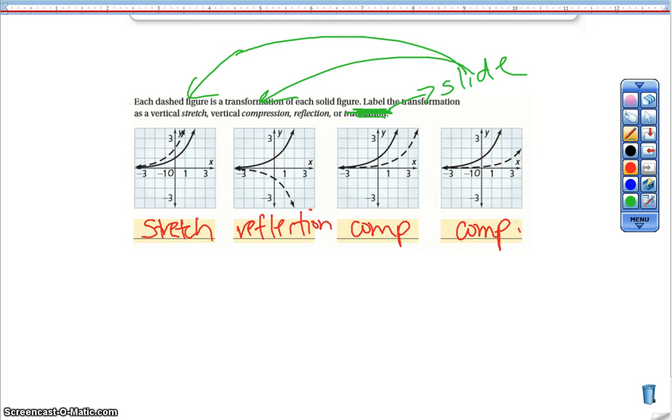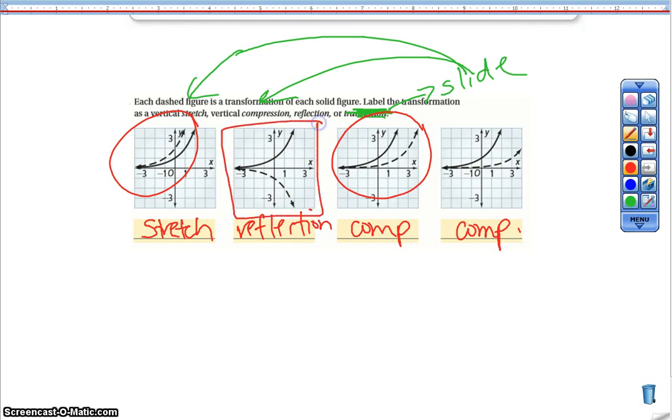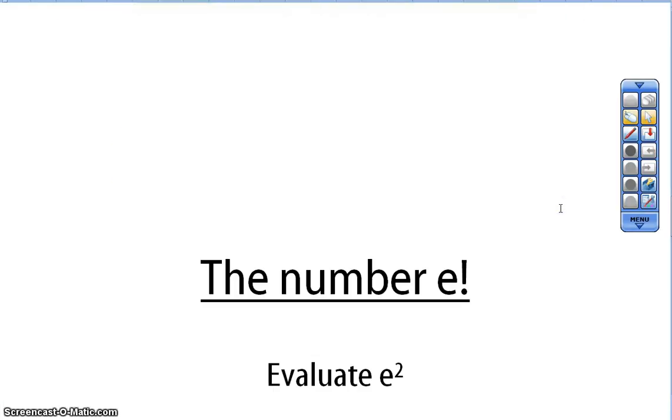So just be able to identify the difference between a stretch, skinnier, and compression, fatter. The reflection, I think, is the easiest one to identify because it's just flipped over the x-axis. All right, the next page of your notes talks about the number e.